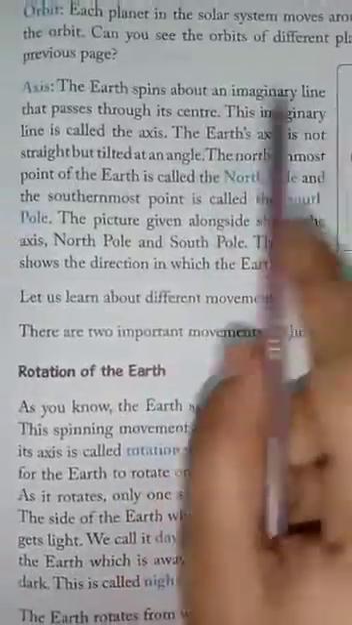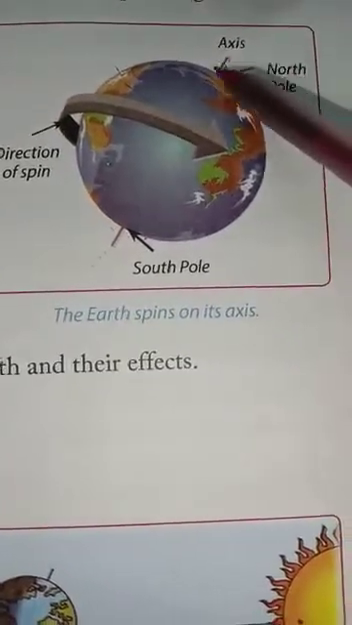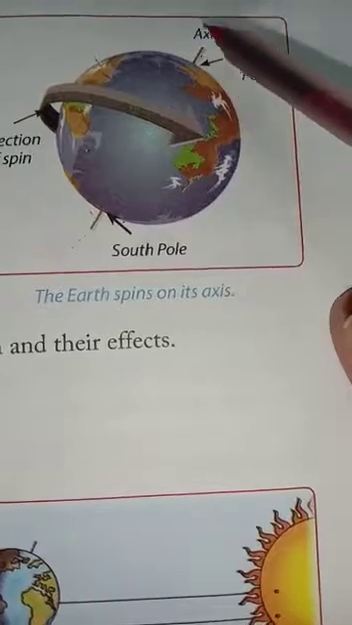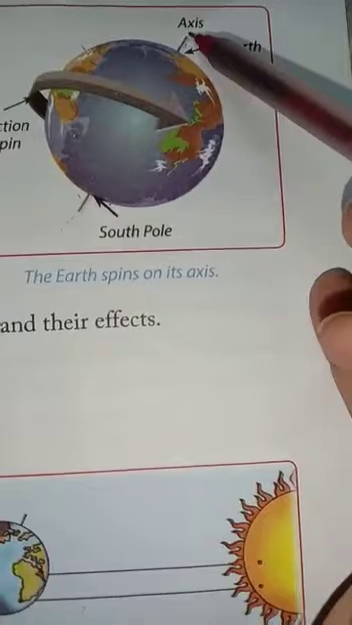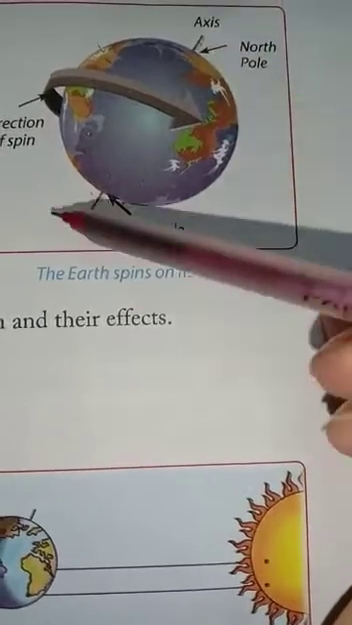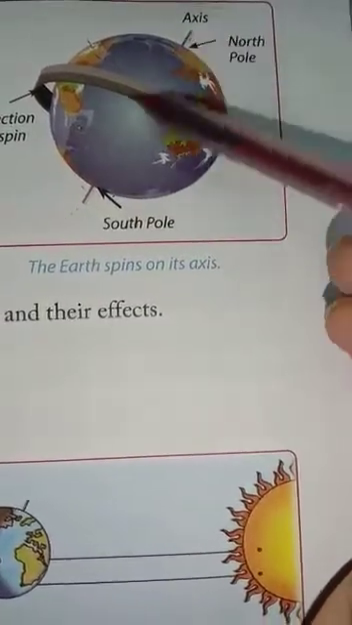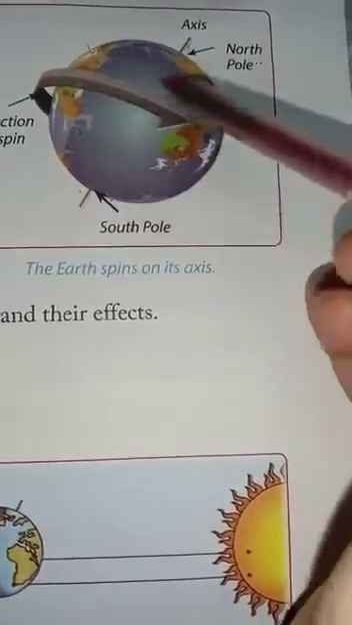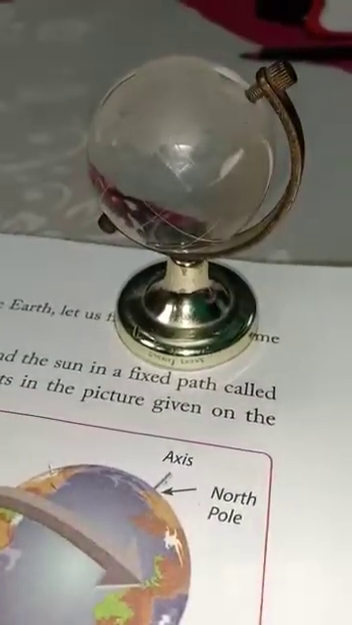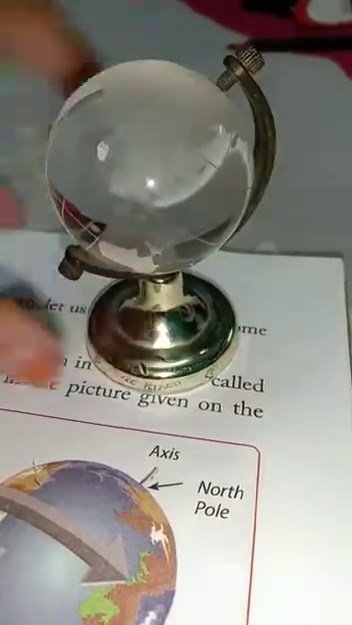Now next, axis. The earth spins about an imaginary line that passes through its center. The earth spins about an imaginary line which is known as the axis. In reality, this line doesn't exist. This line is not present, but it is an imaginary line about which the earth spins. Now have a look at this. This is a globe. And you can see this one.